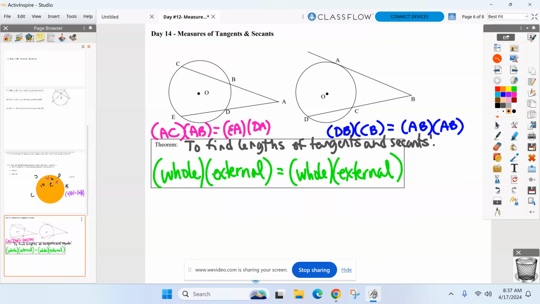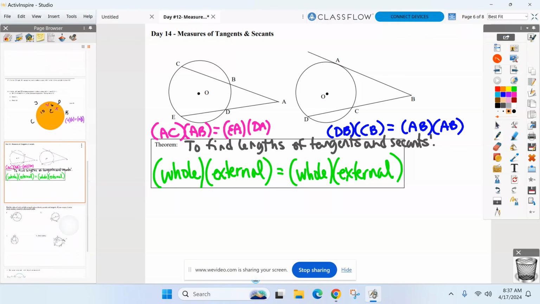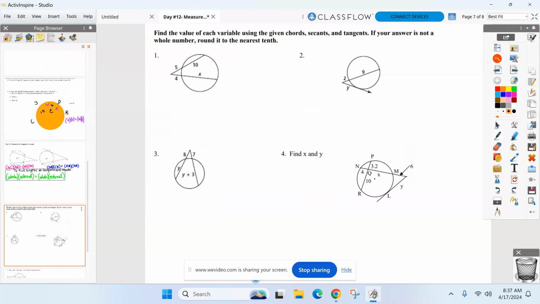Before we start number 1, let me show you my one big worry, especially after we did yesterday. My one big worry, look at number 1. You guys are going to do 5 times 10 equals 4 times x. That was for chords. Chords. These are what here? Secants. All right? So it's not part times part anymore. That was for chords. We're doing secants. So now we got to do whole times external.